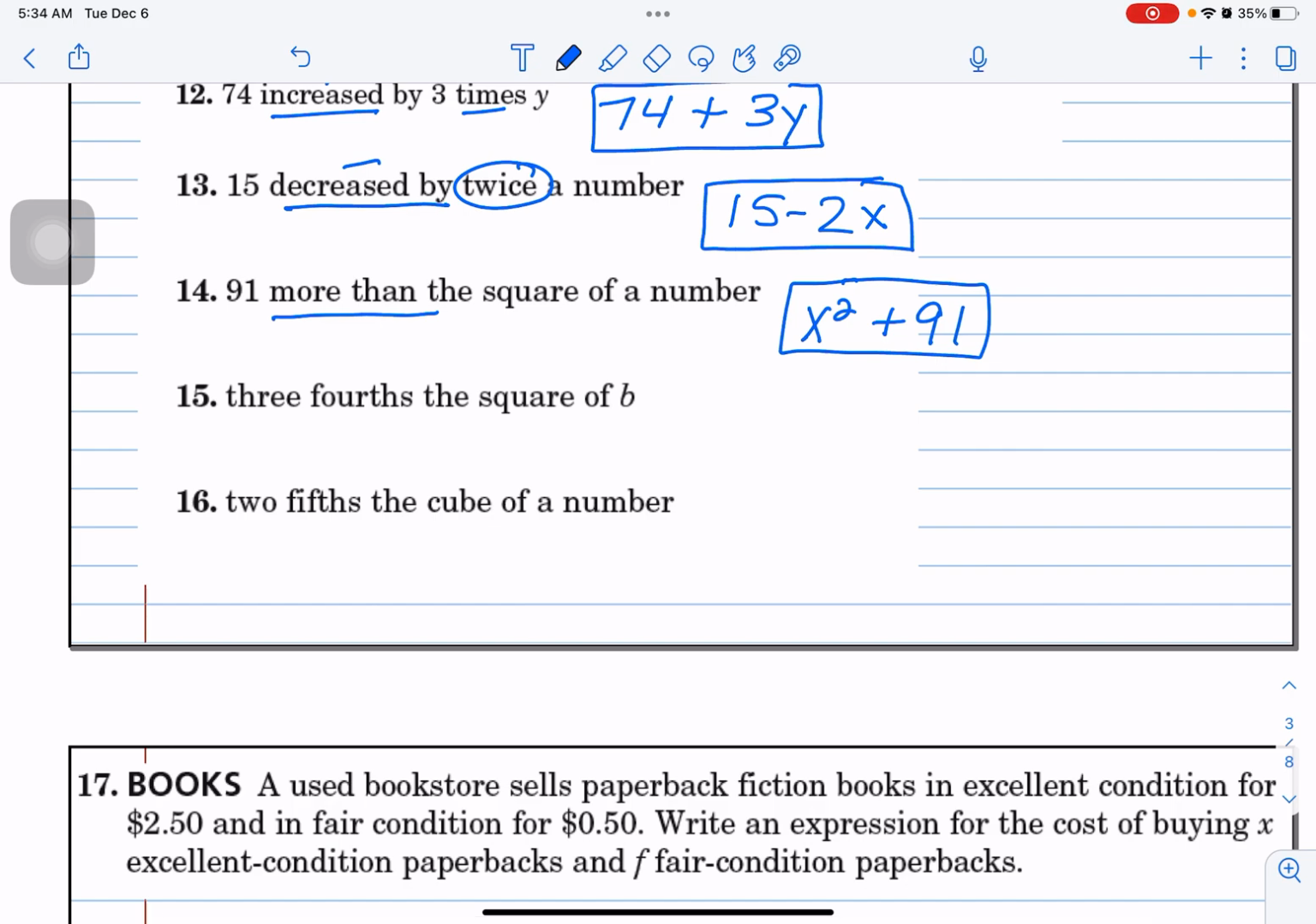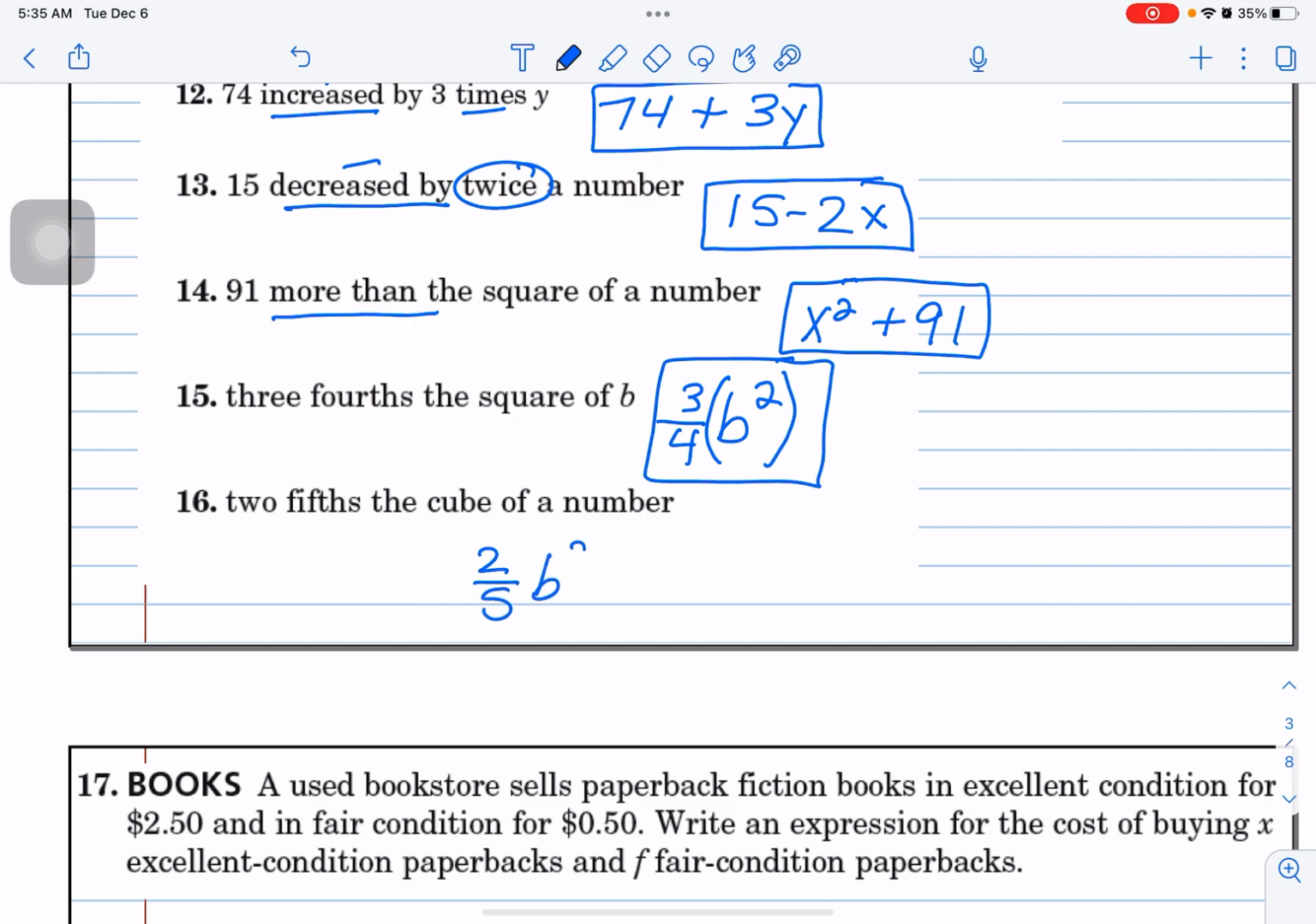Number 15 says 3/4 the square of b. So 3/4 of a number is usually found by taking 3/4 and multiplying it by that number, but we're multiplying it by the square. You could have parentheses here, but you don't necessarily need to because you're going to do the power anyways first. The last one is 2/5 the cube of a number, and to cube a number means to put it to the power of 3. So 2/5 times b to the 3rd power.